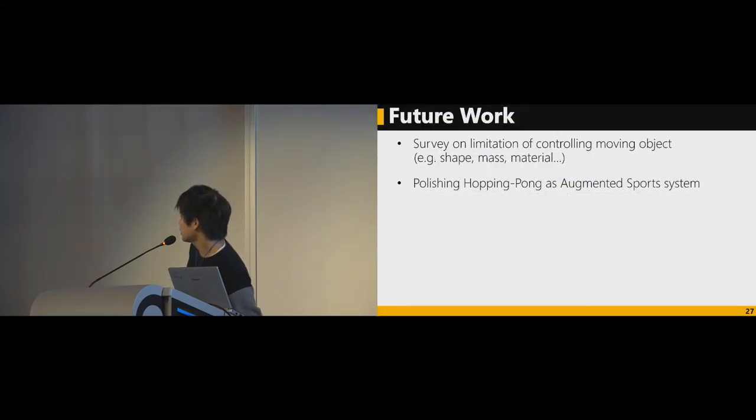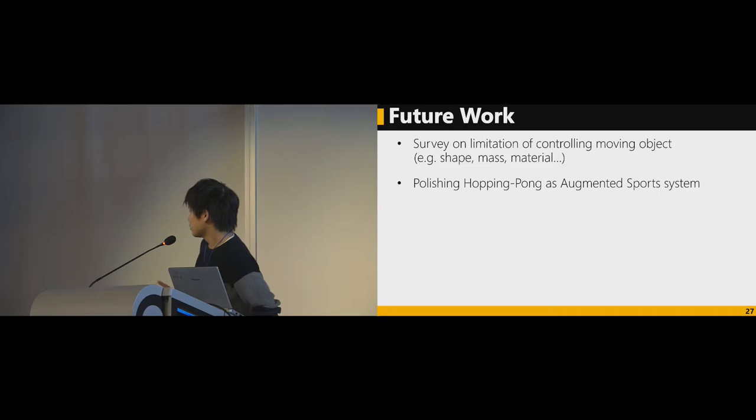Now the future work. In the future, we will survey the limitations of controlling moving objects: what type of shape, how much mass, and what type of material. This is not yet clear, so we will conduct this in the future.